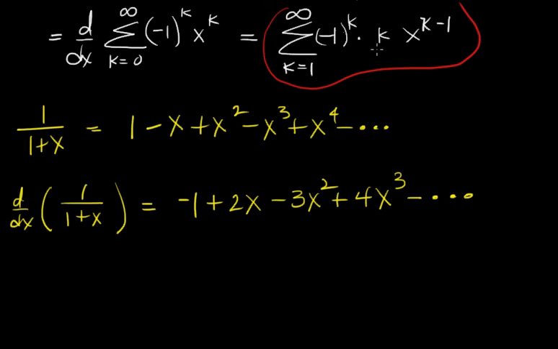Expand that out a few terms. When k is 1, we have minus 1 times x to the 0, which is minus 1. Plus, when k is equal to 2, minus 1 squared is 1 times 2x to the 1. And you see we're getting exactly the same thing.